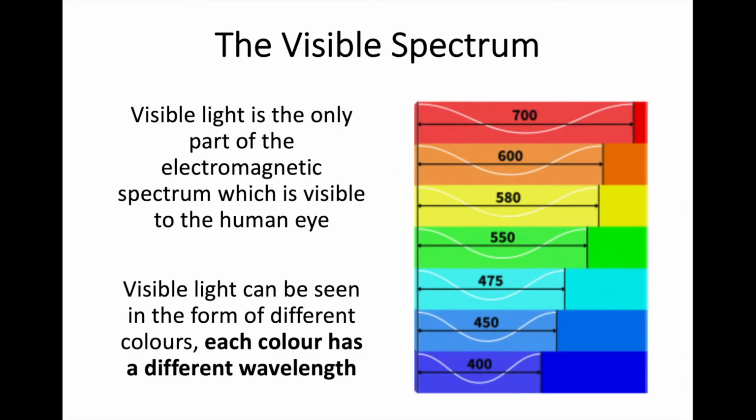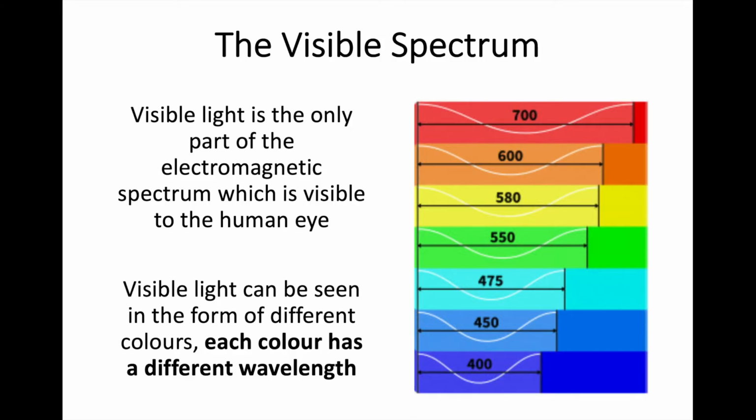So we're going into a little bit of physics territory here, but to start off with, we're going to be talking about the visible spectrum of light. So visible light is the only part of the electromagnetic spectrum which is visible to us. And this visible light can be seen in the form of different colours. And these colours all have a different wavelength. So like you can see on the diagram on the right hand side, the highest or the longest wavelength of 700 nanometers is red, and it starts breaking its way down through all these colours of the rainbow down to the end where we have our blues and such at 400.